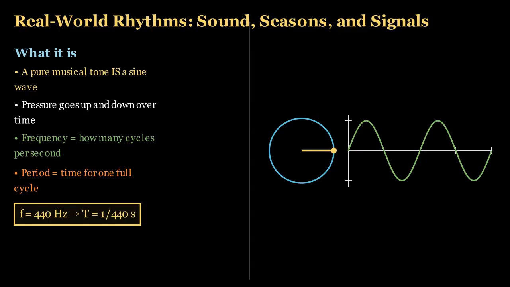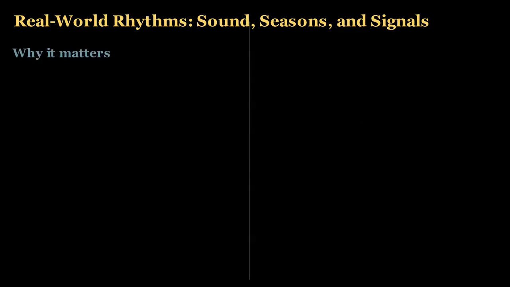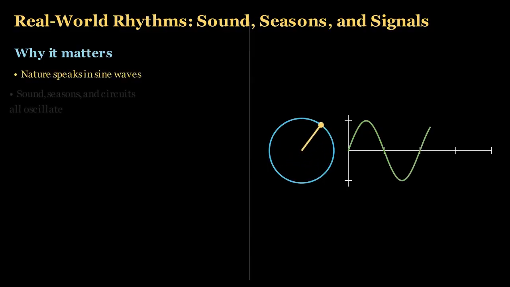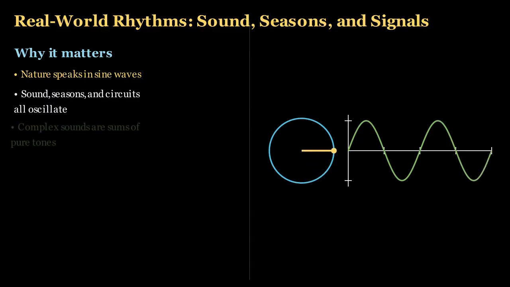Why do we care so much about sine waves? Because they are nature's favorite way to repeat things. The back and forth of a guitar string, the yearly cycle of temperature, the alternating current in your wall socket, even your body's sleep-wake rhythm, they all trace out sine waves. But the real world isn't just pure tones. A violin playing the same note as a flute sounds different because its wave is a richer shape.